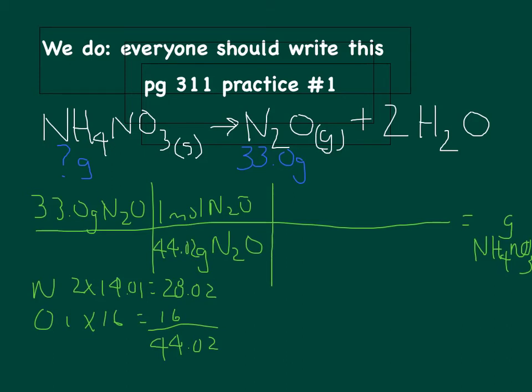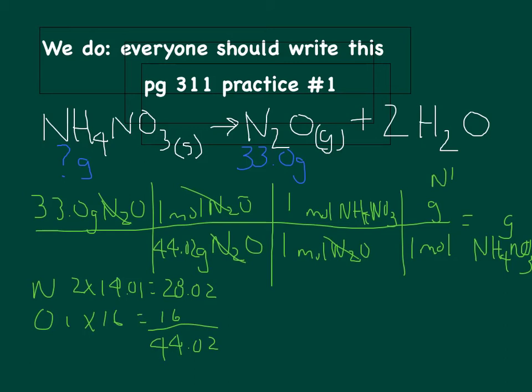Next, we have got the grams to cancel out, so we need the mole ratio next. So we need moles of N2O, and we need moles of NH4NO3 on the top. So we get the mole ratio from the balanced equation. Well, look up there, they're both 1s. 1 and a 1. So moles of N2O have canceled out, and now we are on the last one. Running out of space here. 1 mole goes on the bottom, and grams of NH4NO3 goes on top.